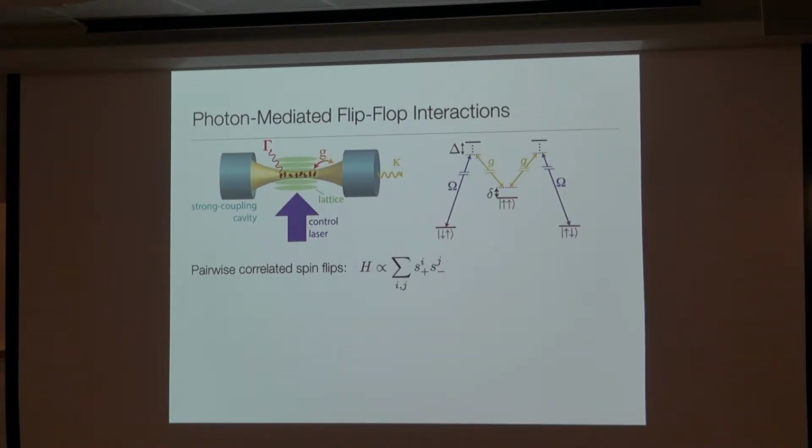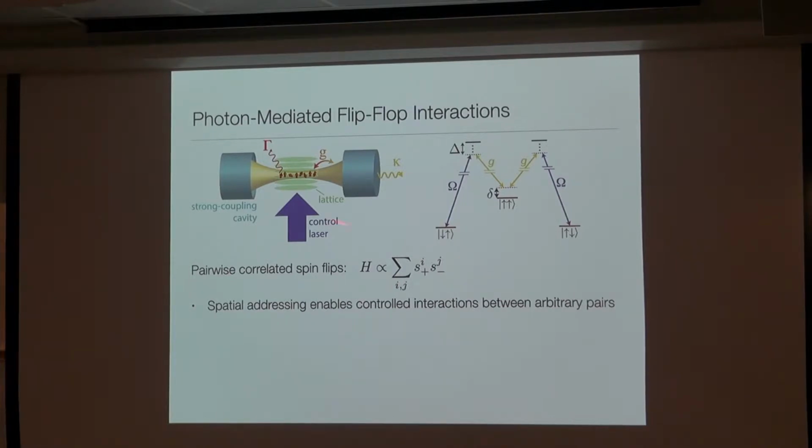This is a way of generating pairwise correlated spin flips. So the scheme would look something like this. This is my drive laser. This is the cavity mode. And what I need to do to make this a coherent interaction is I need some detuning so that the process where I put the photon into the cavity is just a virtual process. And in order for this process to be resonant, two spins need to participate. OK, so that's kind of the picture you can have in mind.